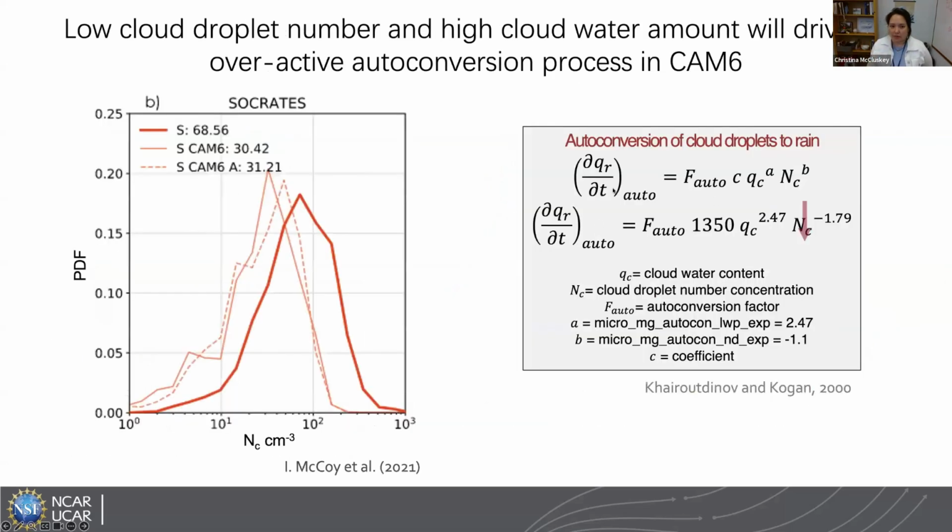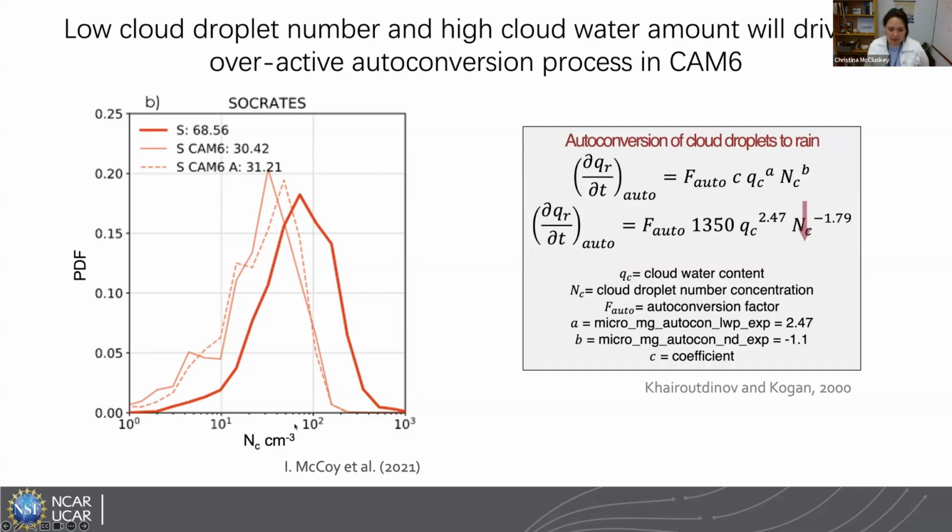This autoconversion process is parameterized right here, where you have some change in our cloud droplet mass, and it's a function of the cloud droplet mass mixing ratio and the cloud droplet number concentration, where these exponent values are parameters that are often used for tuning. But in particular, one that is important to note is that cloud droplet number concentration is in the denominator. And one thing that we know, and I just showed some results that support this, is we don't have enough CCN and we don't have enough cloud droplets.